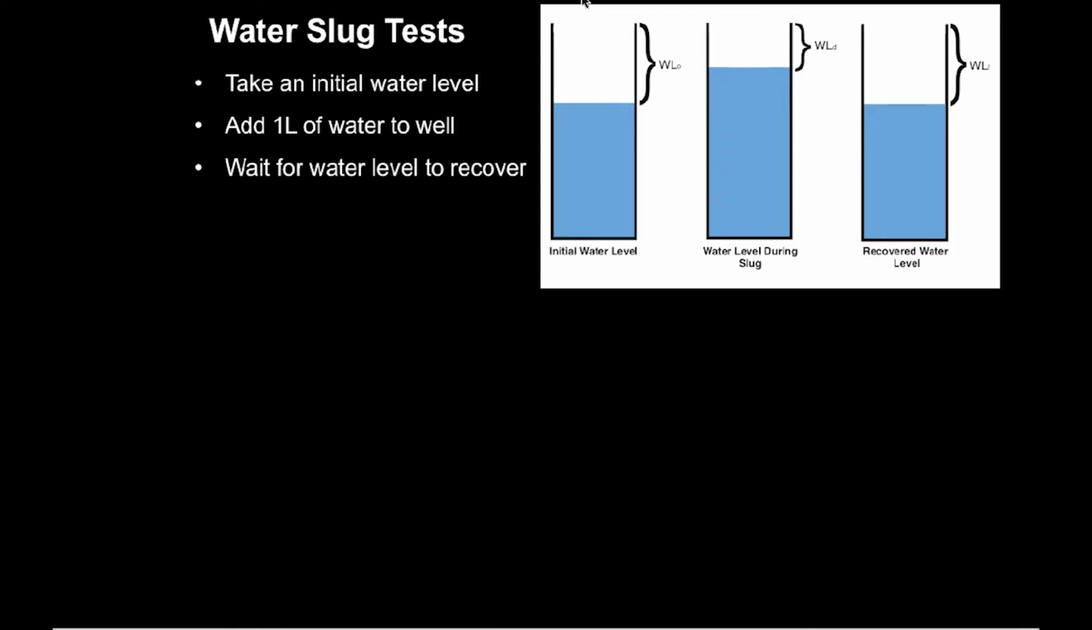So there are two main types of slug tests that people do. The first one is the water slug test. You take the initial water level of the well, you displace that water by adding additional water, and you record the amount of time that it takes for the water level inside the well to recover to its normal level.